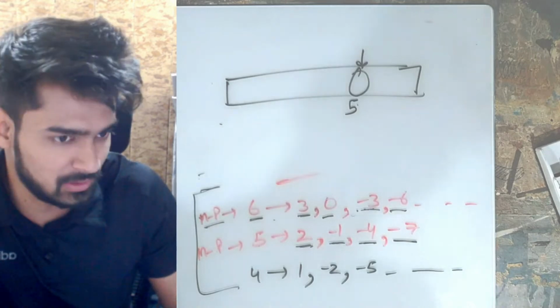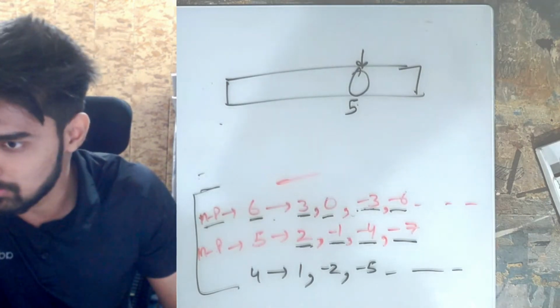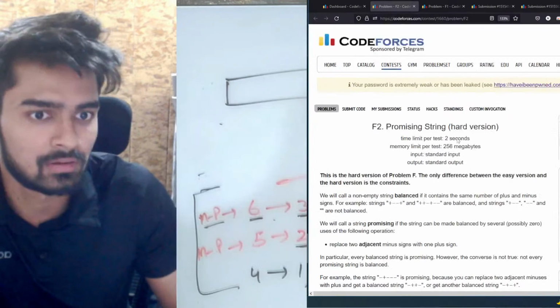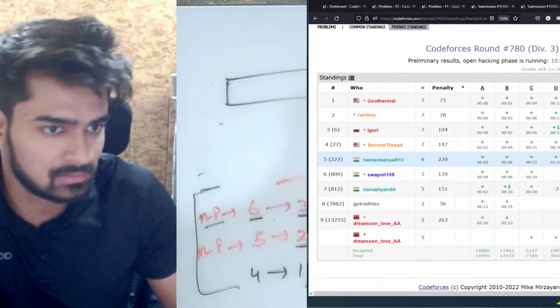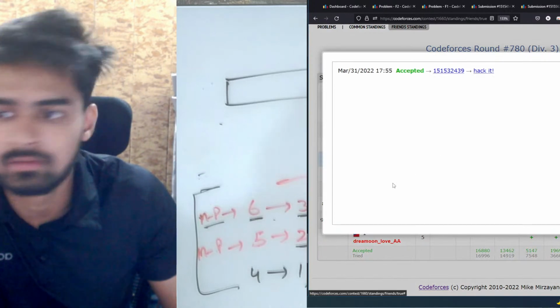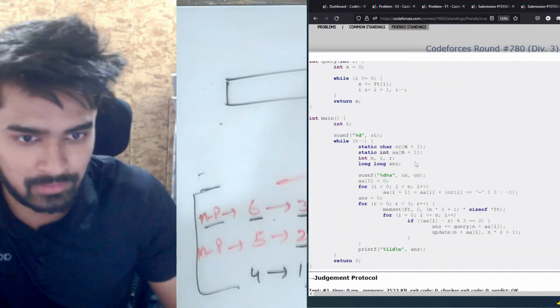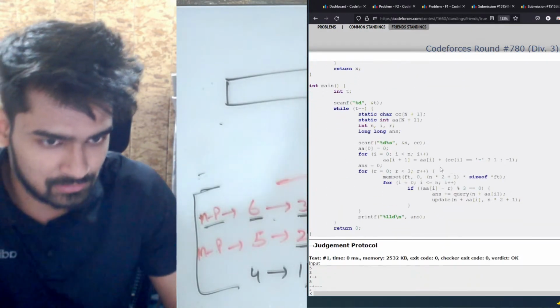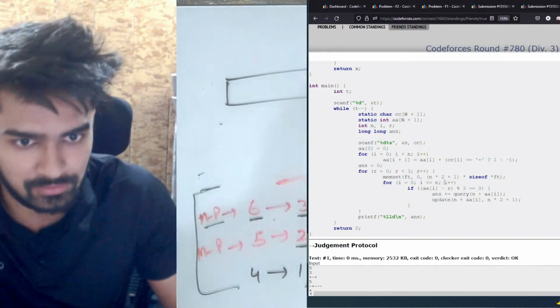I don't have my code, but I can show someone else's code. Let's go to standings and see Rainbow's code. I don't know how many of you will be able to understand this one, but this is essentially what this person is doing.